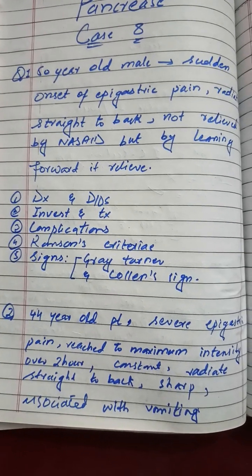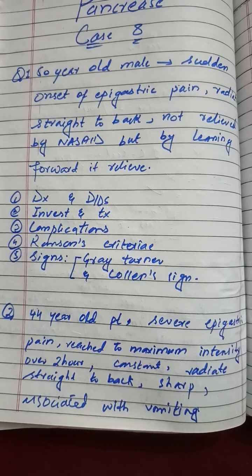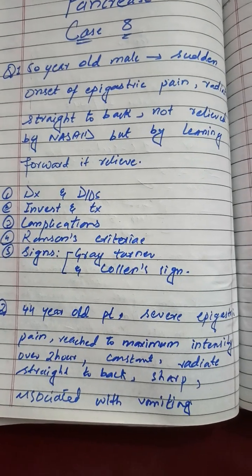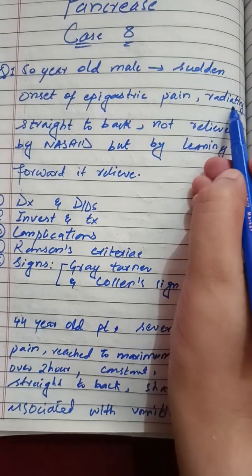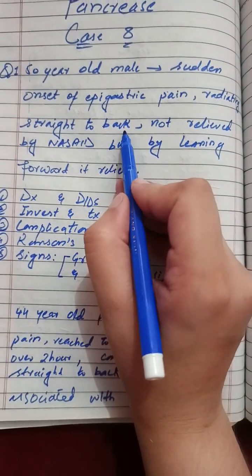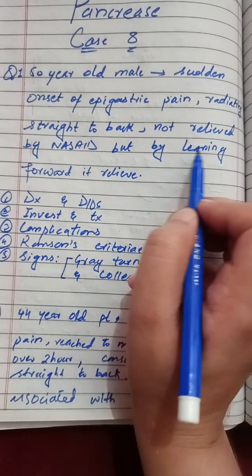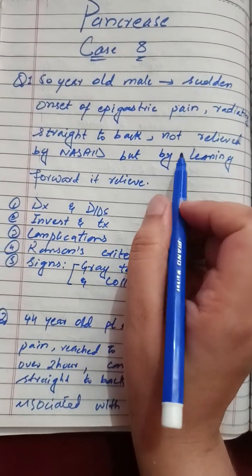In our case one, there is a 50-year-old male who came to OPD with the sudden onset of epigastric pain. The pain is radiating straight towards the back. It is not relieved by taking NSAID, but it is relieved by leaning forward.